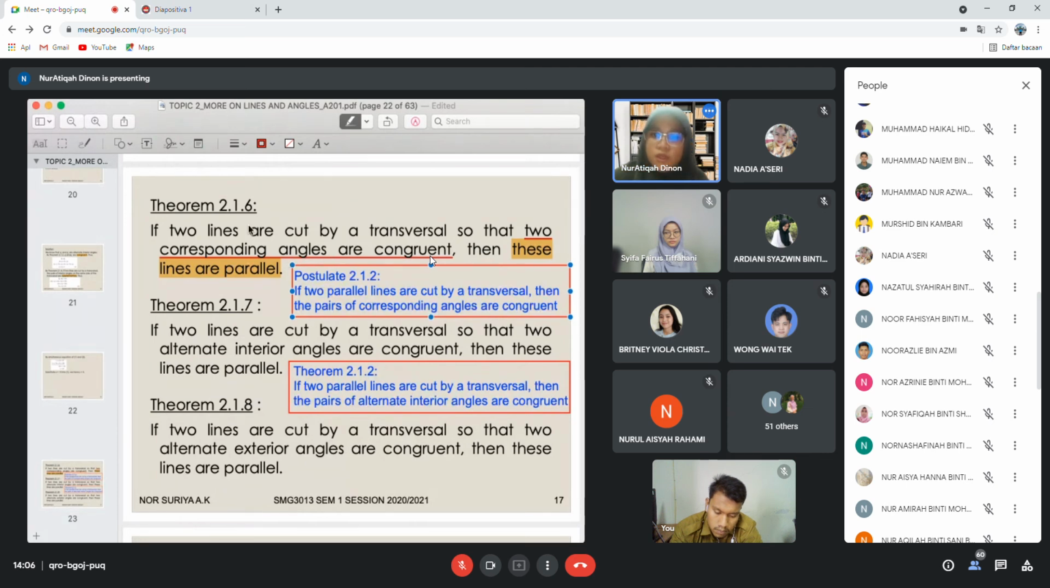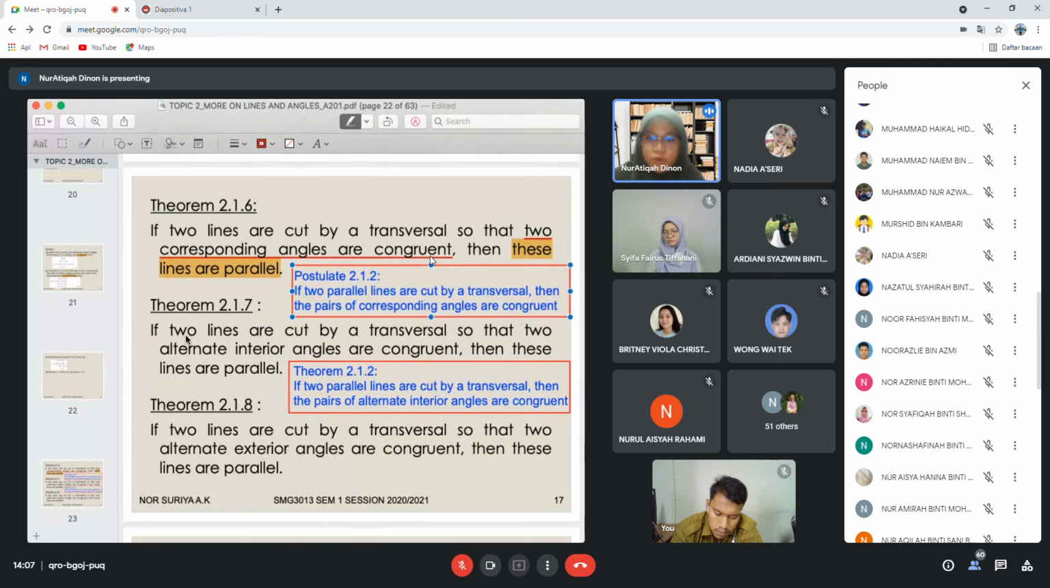But this one, we talk about the angles first. If two corresponding angles are congruent, then these lines are parallel. So it's just reversible je lah. Okay, let's look at the second example. Yang ni 2 example je, but you can check for the 2.1.7 and 2.1.8 and the rest.